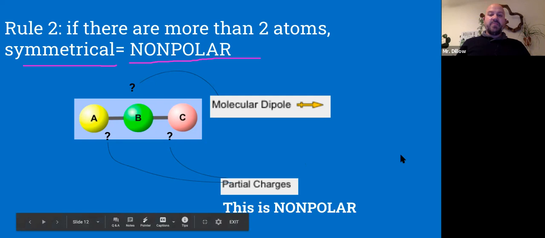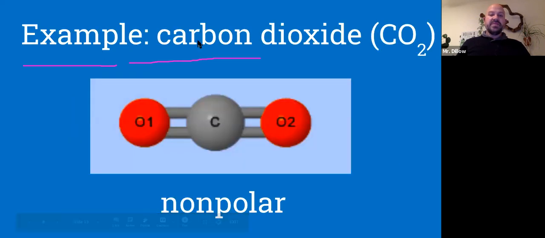So an example of a nonpolar molecule would be CO2, carbon dioxide, because there is a carbon, there are oxygens, those are different atoms, but it's symmetrical.